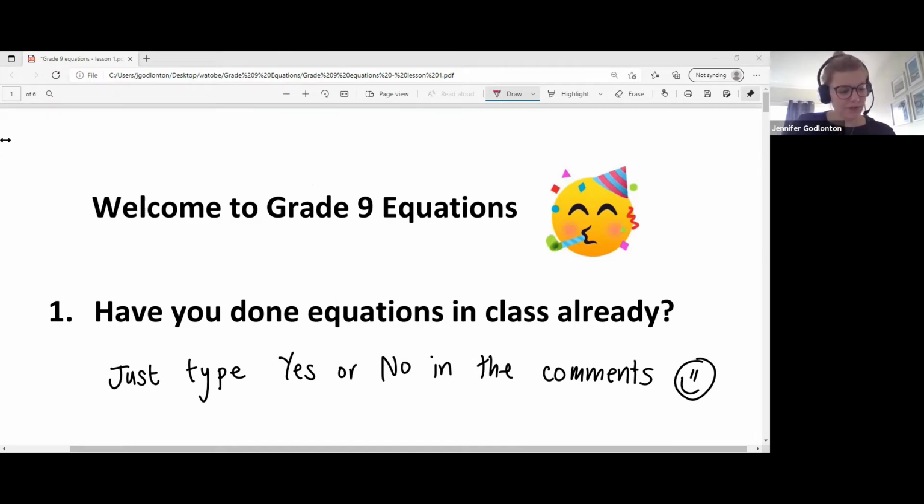Tansley, when did you do equations? Do you remember which term you did them? We did it in term 1. In term 1, okay. Did you enjoy them in class or were they not your favorite? It wasn't bad. Okay, good.